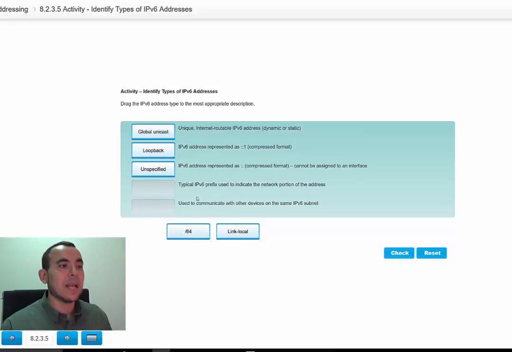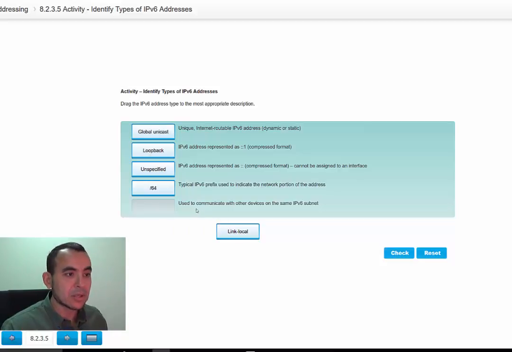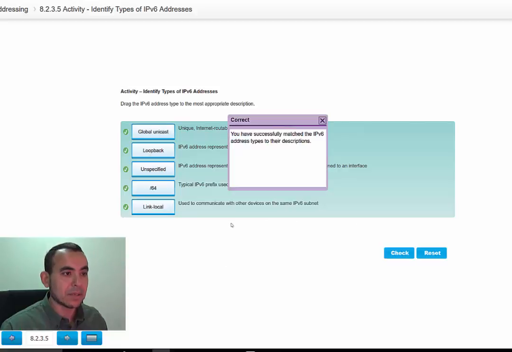And then the typical IP address version 6 prefix used to indicate the network portion. So this is actually the /64. And then it's used to communicate with the other devices on the internet. This is the other devices on the same IP address subnet. This is the link local IP address.